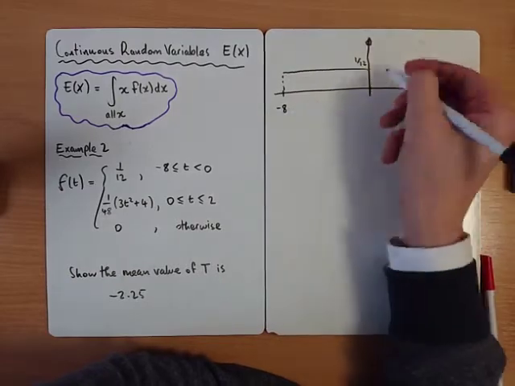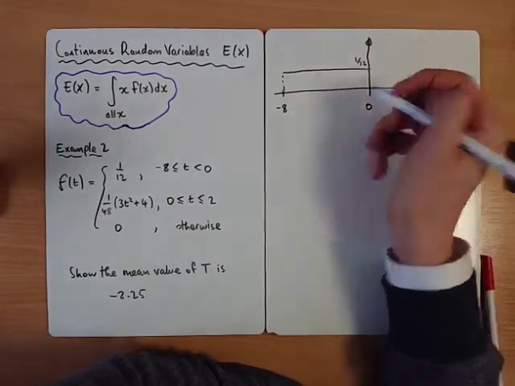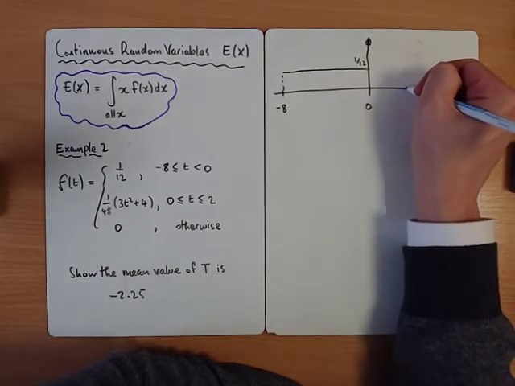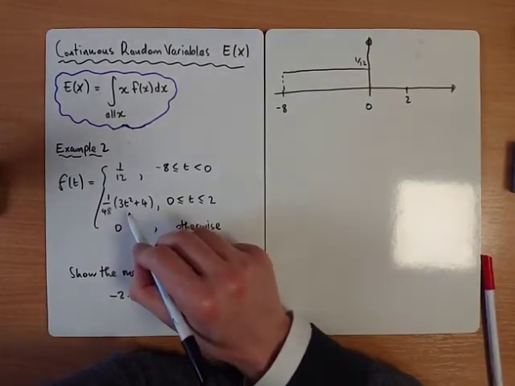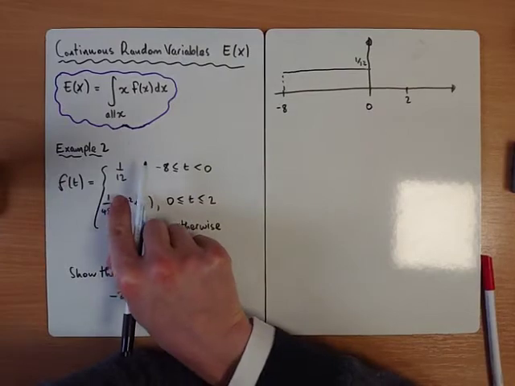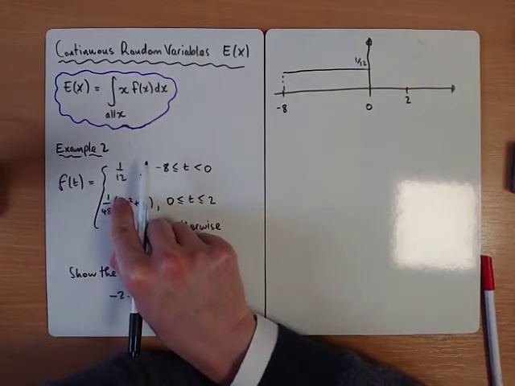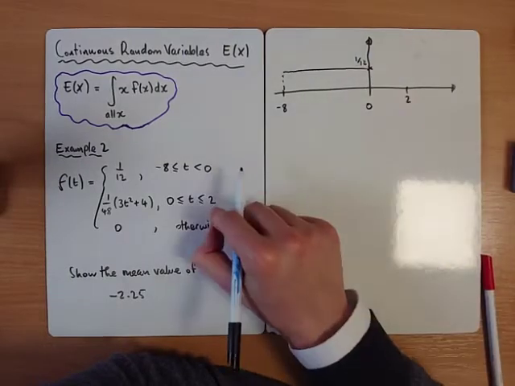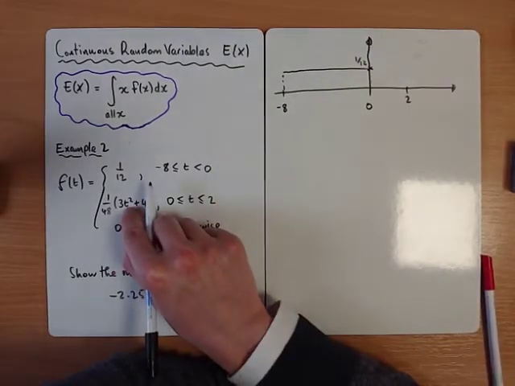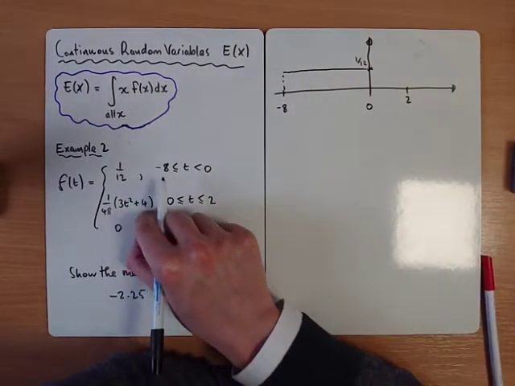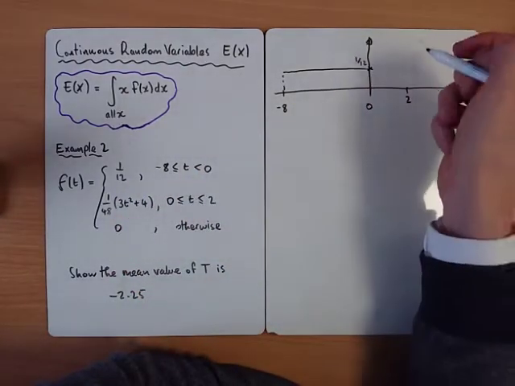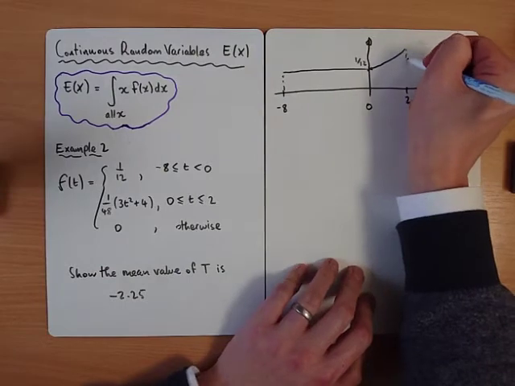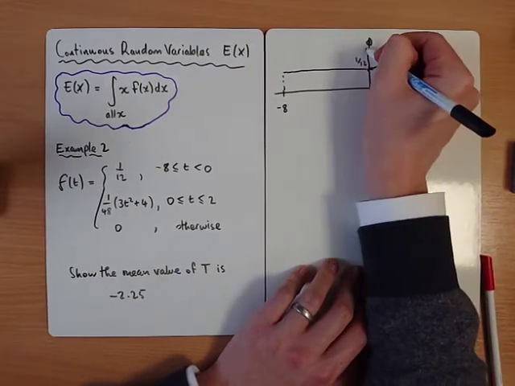So between -8 and 0, we've got a constant 1/12. And then between 0 and 2, we've got a positive quadratic. If I sub 0 into this, we get 4/48, which is a 12th. So that means where this one finishes, this one starts. And then if I sub 2 in, I get 4, 12, 16, 16, I get a third, I think. So it's a positive quadratic, and it goes up to a third.